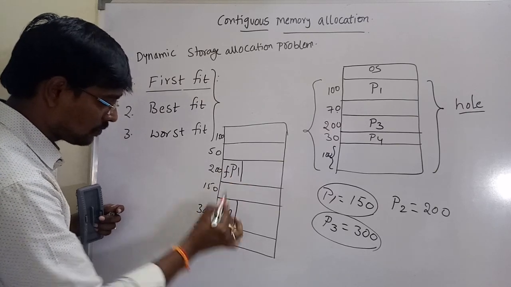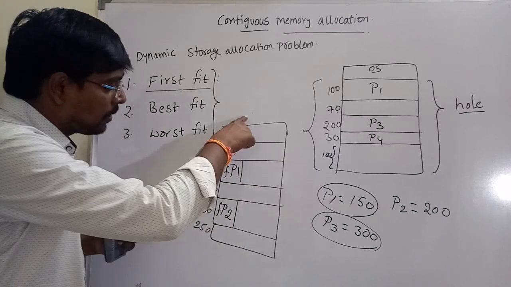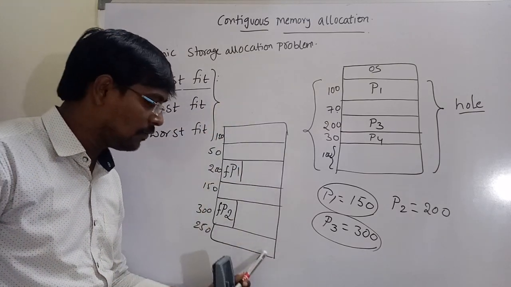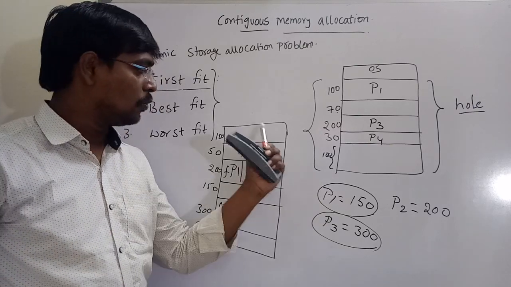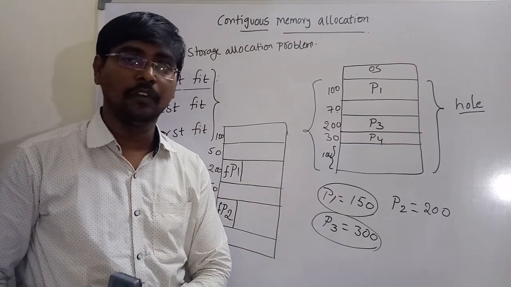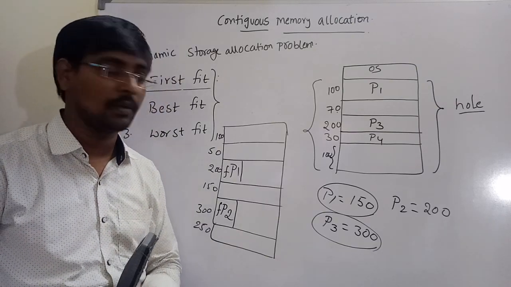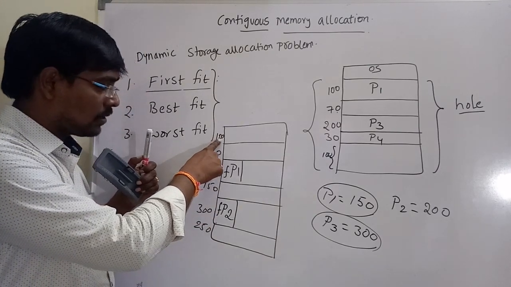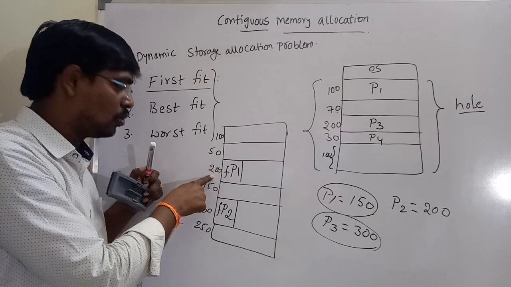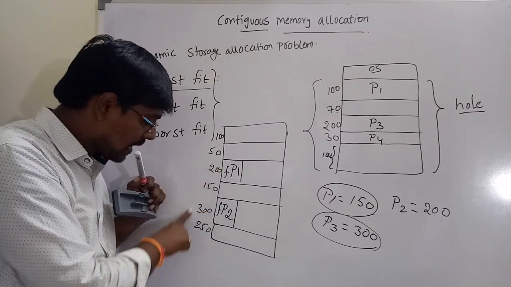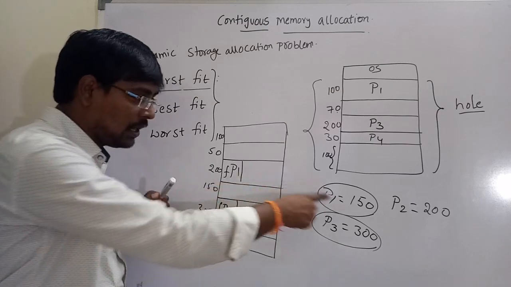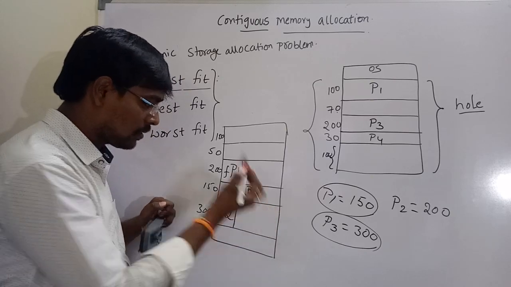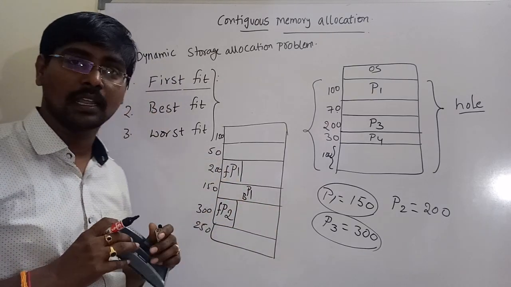In the best fit approach, from the starting to the ending we search. From the starting free memory location to the end free location, we search where it exactly fits, that is the lowest possible requirement. For example, the first process is 150. The size is 100, not sufficient. 50, not sufficient. 200, even though it is sufficient, scan the entire memory. So 150 and 150 are exactly the same. So process P1 is allocated in the best fit.